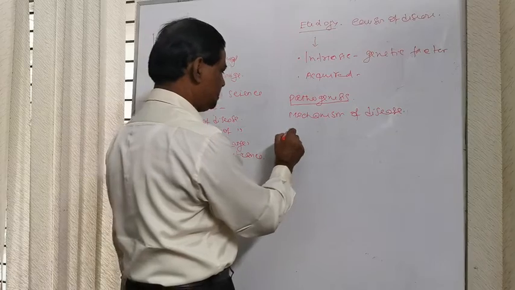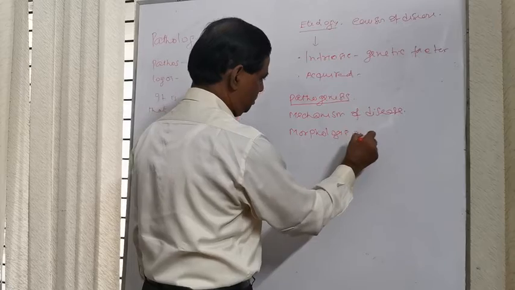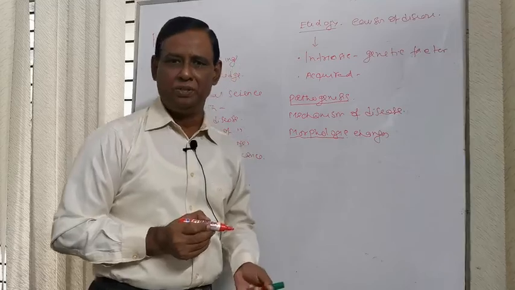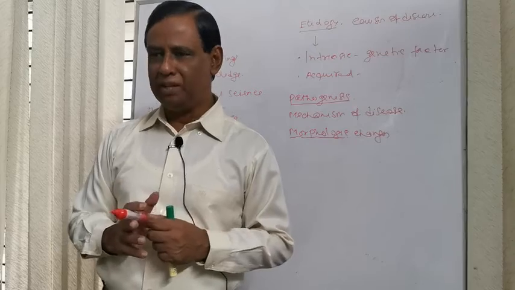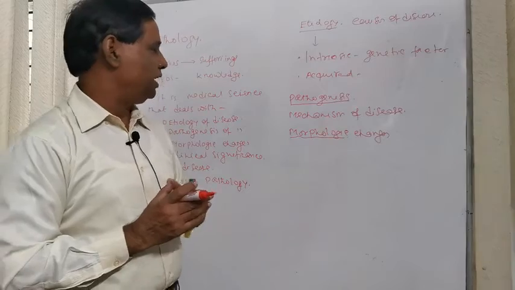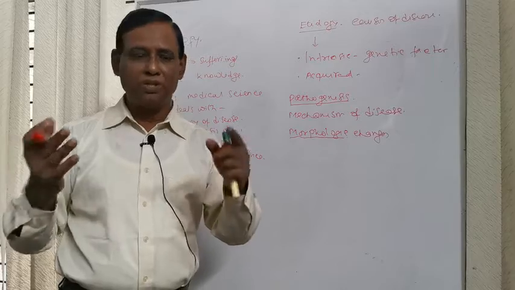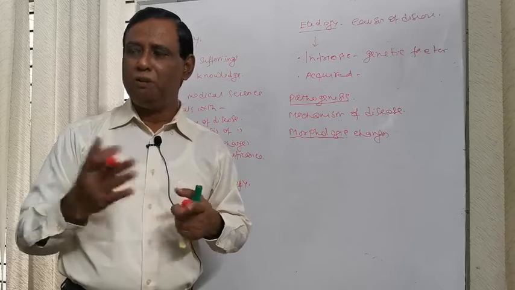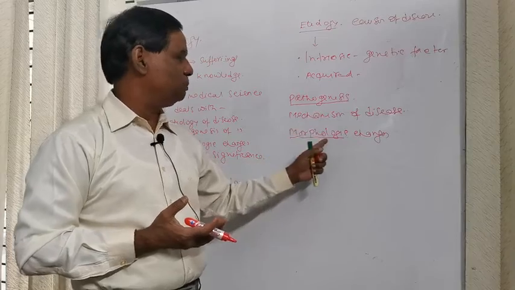Next, morphologic changes. What it means? Whatever may be the cause of disease, whatever may be the etiology of disease. Suppose somebody is suffering from viral hepatitis. Its etiology is the virus, either A, B, C, etc. And pathogenesis means how the viral hepatitis is produced. What changes occur in the liver? What is the mechanism of that change? What reflection you get in blood in viral hepatitis? How this reflection is produced? This is nothing but the pathogenesis.